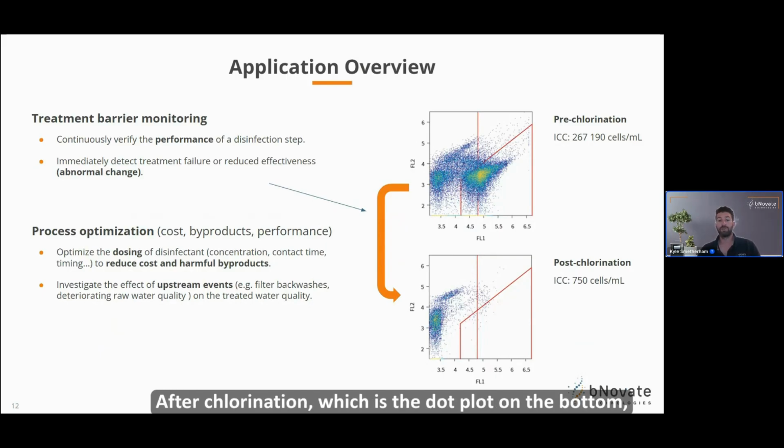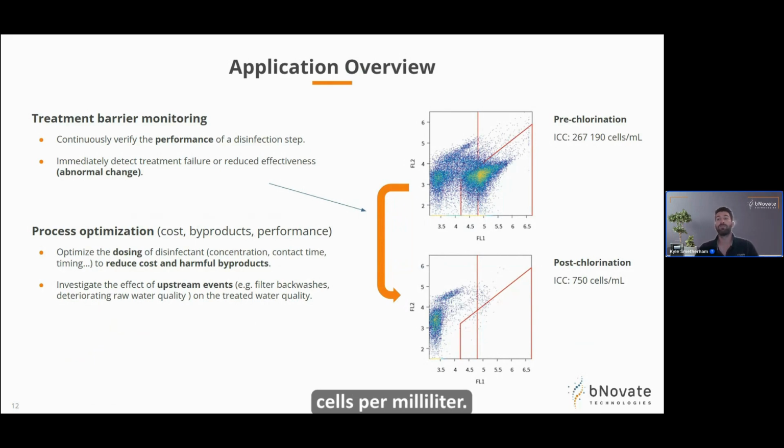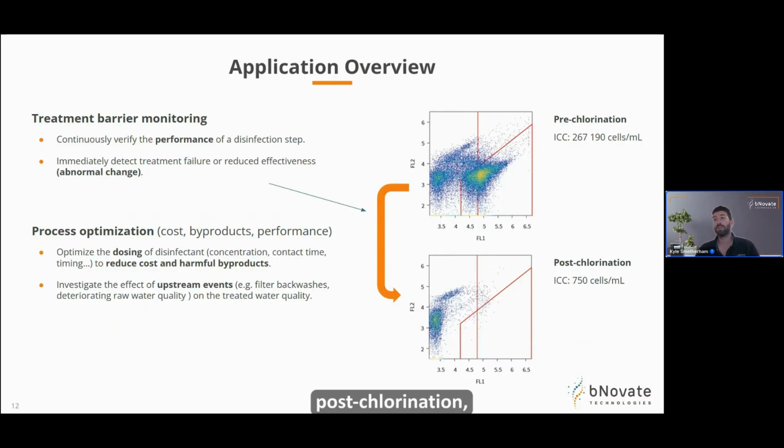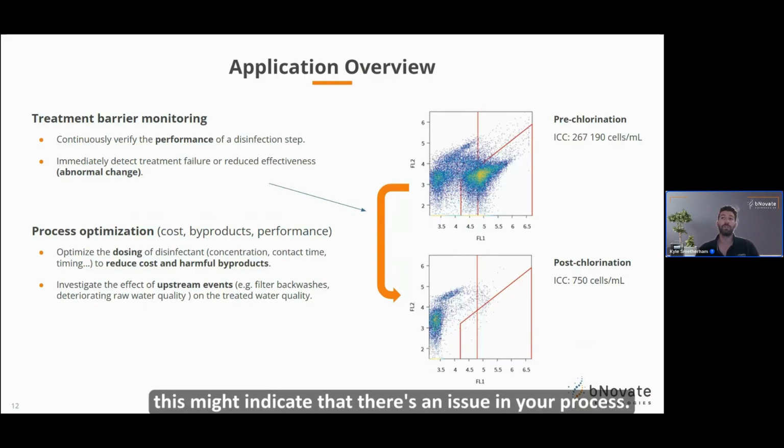After chlorination, which is the dot plot on the bottom, you can see that this drops dramatically to about 750 cells per milliliter. So this is a clear indication that the process is performing very effectively in reducing cells. If you were to see a large cluster post-chlorination, this might indicate that there's an issue in your process.